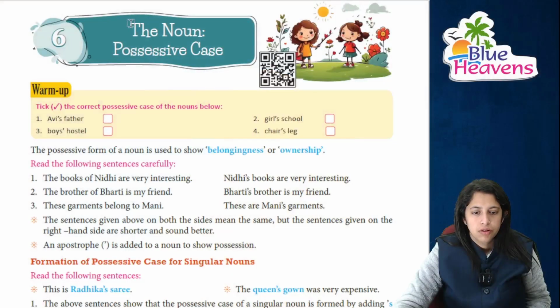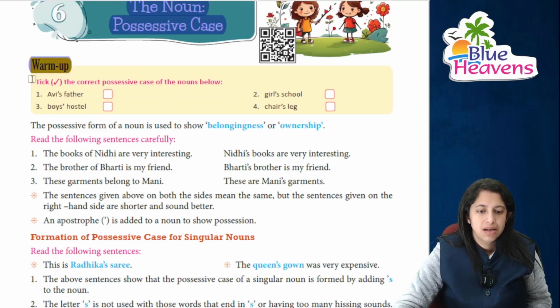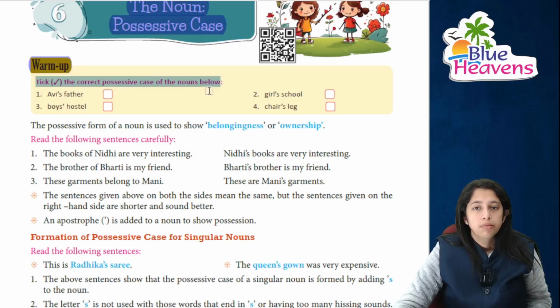Good morning, students. I hope you all are doing well at your places, and today we'll be starting about noun, that is possessive case. So let's just begin. The title of our chapter is the noun possessive case, right? There is a warm-up exercise. You have to pick the correct possessive case in the noun below.